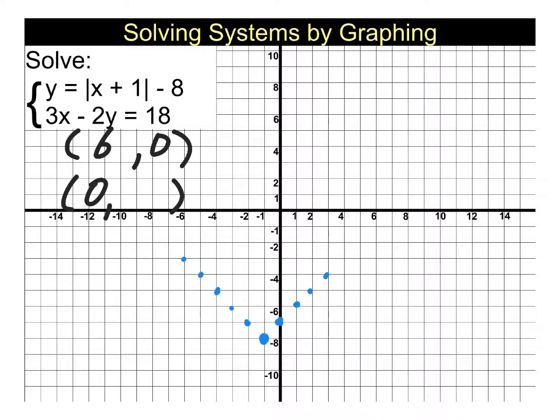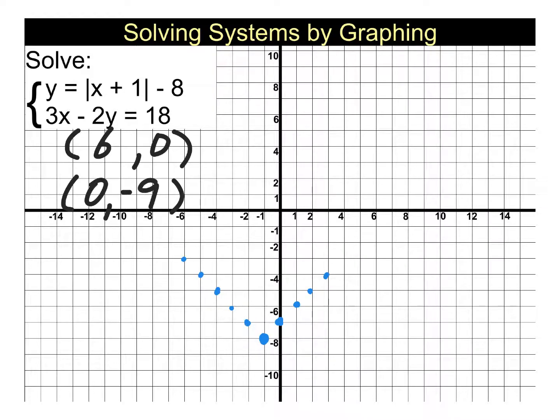So I go up here, I put 0 in for x, which leaves me with -2y equals 18. And so if I take 18 and divide it by -2, it gives me -9. And so then that gives me the point (0, -9). All right, now that I have those 2 points found, I can go ahead and use those on my graph.